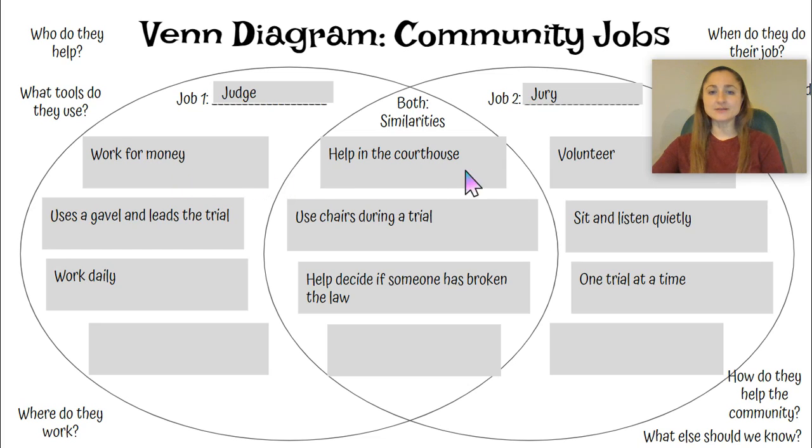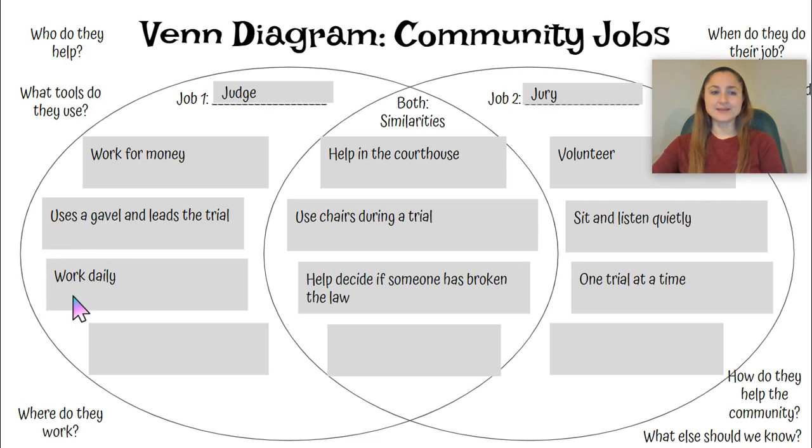When we go across the line, all of these pieces match in some way. So when you go across, try to fill in on the left, in the middle, and on the right, kind of at the same time, so that all of these pieces go together. When I talk about the judge, I was thinking about, what is their role when they're working there? So I said the judge uses a gavel and leads the trial. I said both of them use chairs during a trial, and the jury will just sit and listen quietly during the trial. So all of these go together.